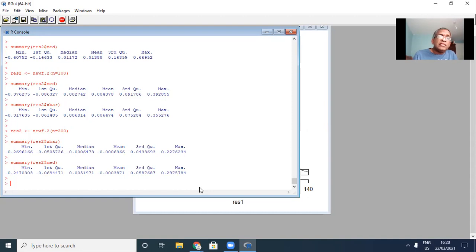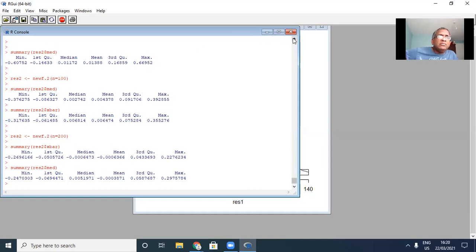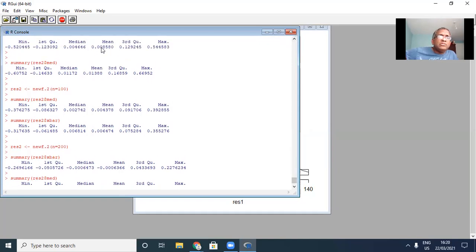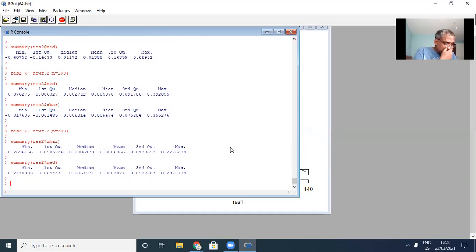As you can see, as the value of n increases, the mean is getting closer and closer to zero, right? The mean of the 500 values for the sample mean is 0.006. Here it is 0.004, and the one above is 0.008. So it's getting closer and closer to zero, right?